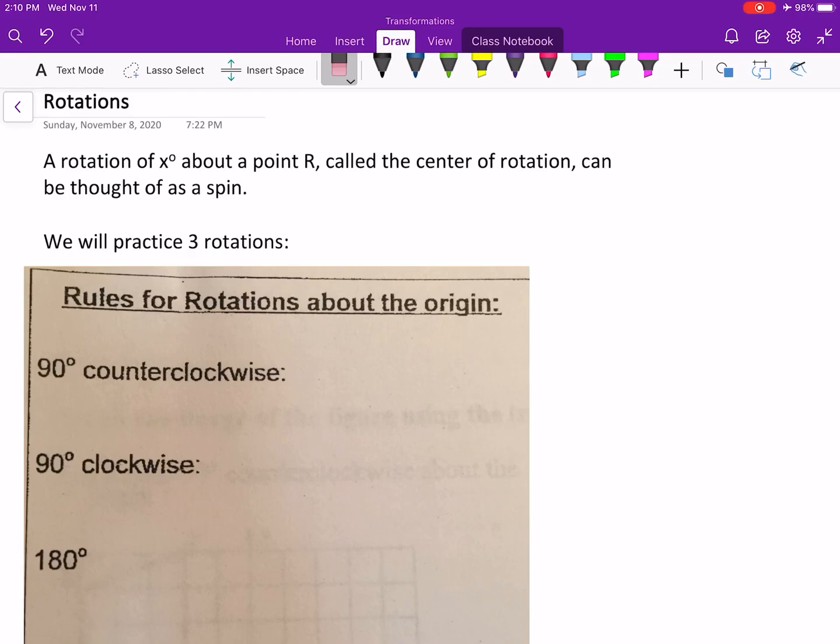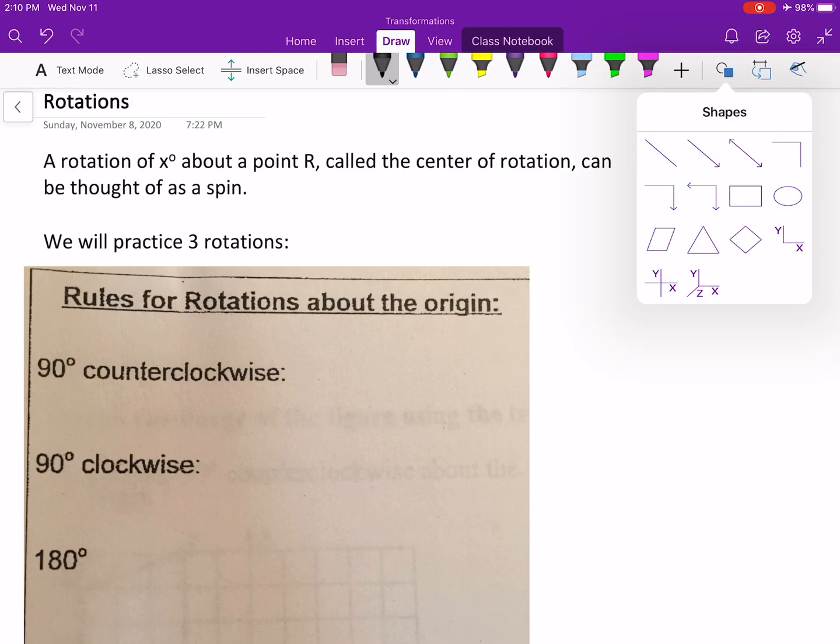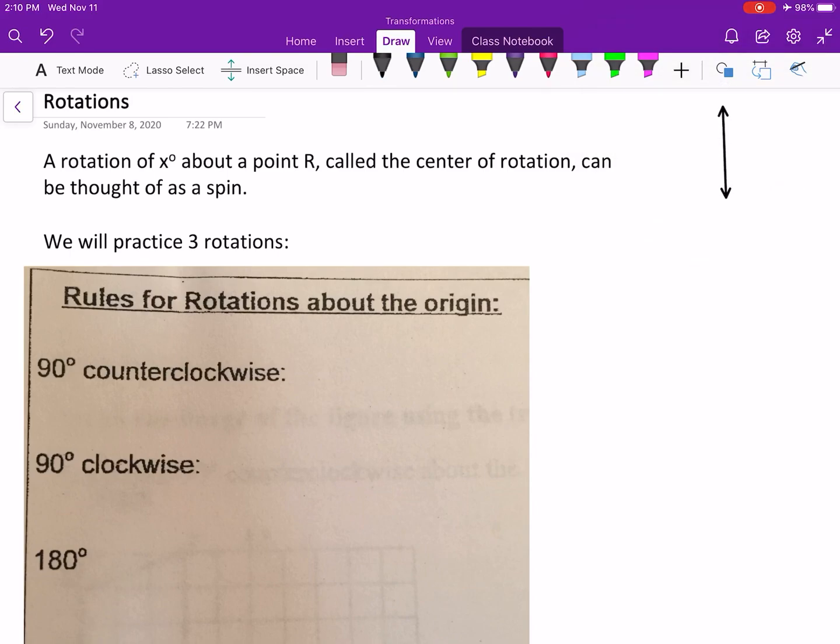Today is our third day in the study of transformations. We have already looked at reflections and translations, and so today we're going to take a look at rotations. Whenever we are rotating, we are going to be rotating around a point, point R we'll call it, which is the center of rotation. We can think of it like a spin.